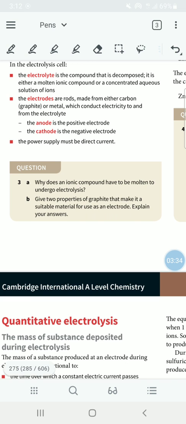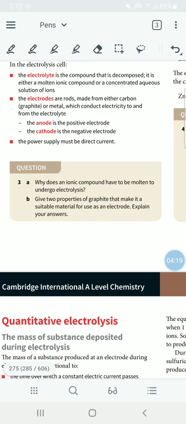Why? Because they are tightly bound with whatever solid they are part of, so they cannot move, right? So the ions must be able to move to the electrodes before electrolysis can occur. So as a result, the answer is going to be because they have to be free to move through the electrolyte to the electrodes. Give two properties of graphite that make it a suitable material for use as an electrode. Explain your answer.